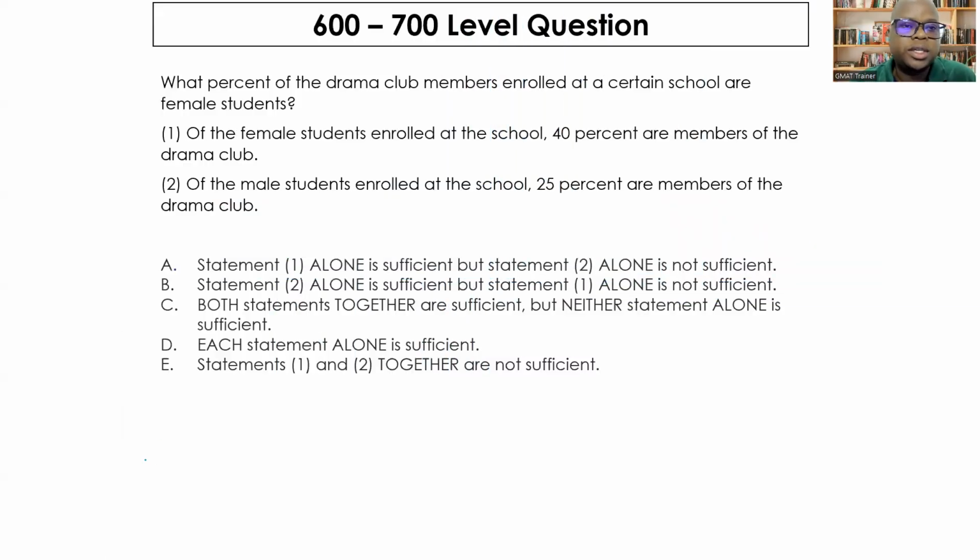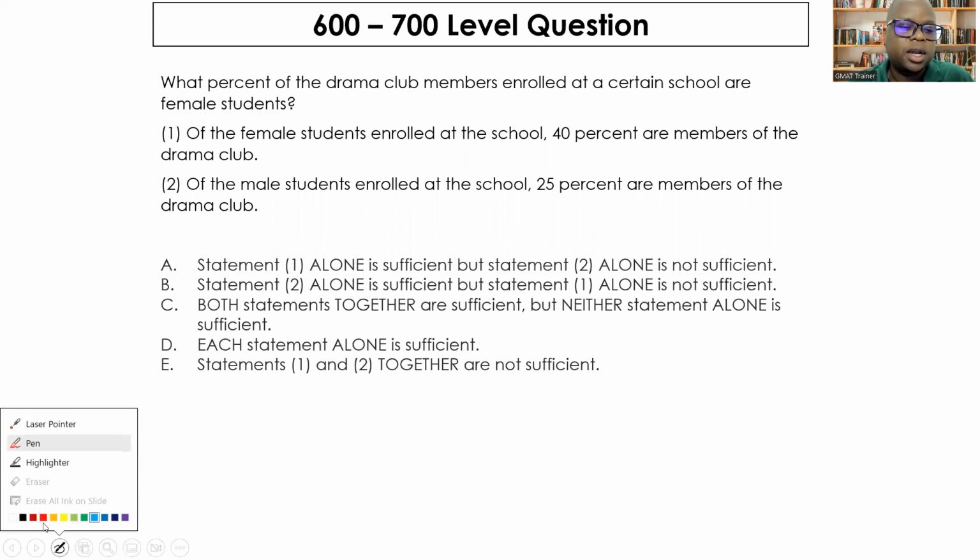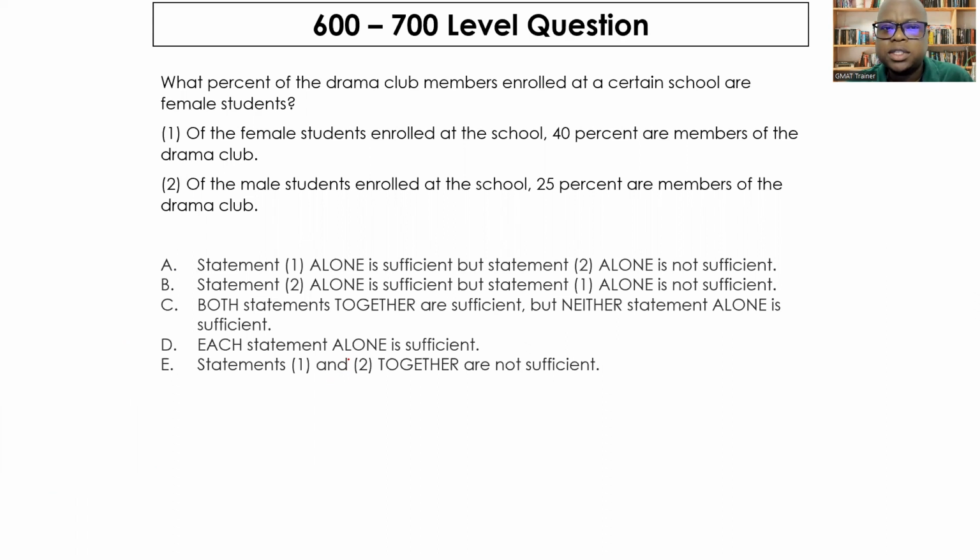The next question to look at is, what percentage of the drama club members enrolled at a certain school are female students? Now, for overlapping sets, we need to look at percentages and fractions. Be very careful with them because they can be very tricky. There's normally a challenge with them that we'll get to see in a while, so let's just attempt this and see. What percentage of the drama club members enrolled at a certain school are female students?